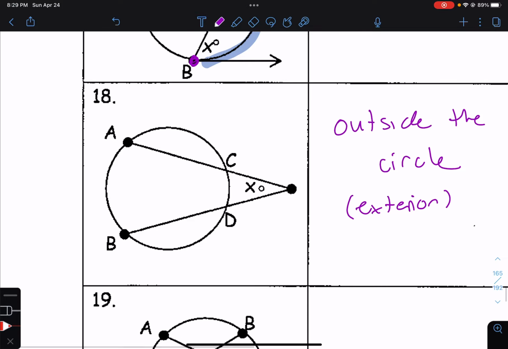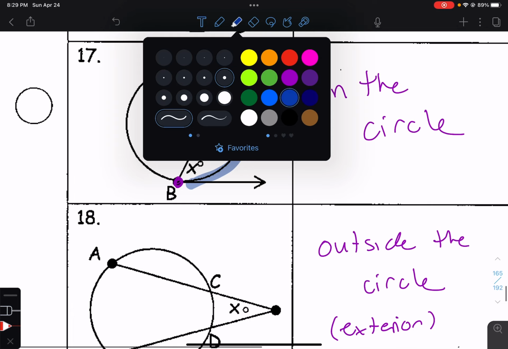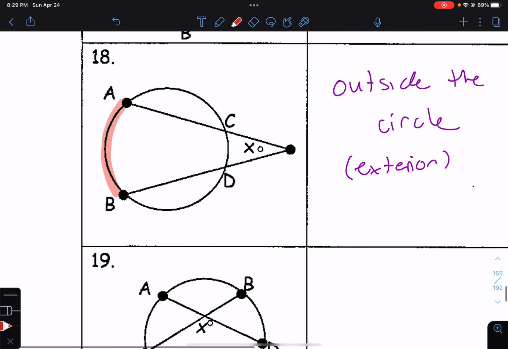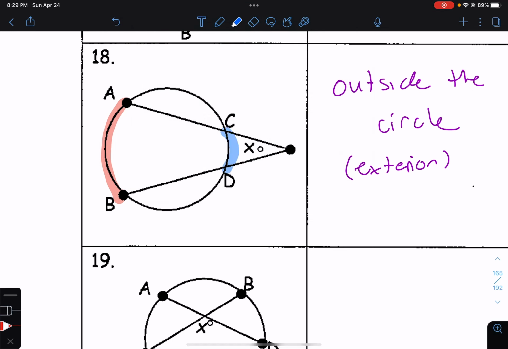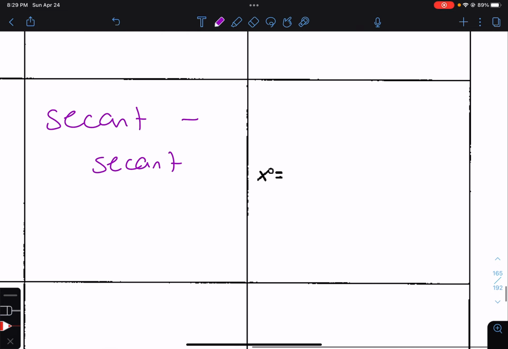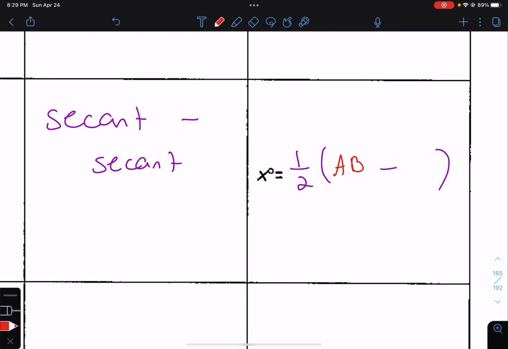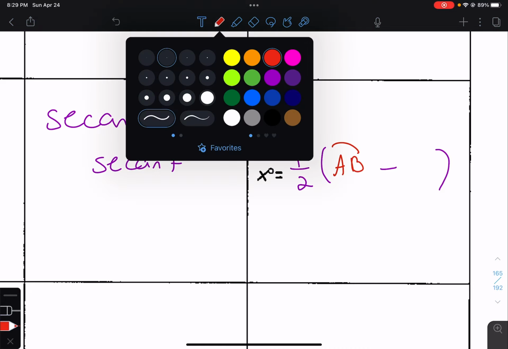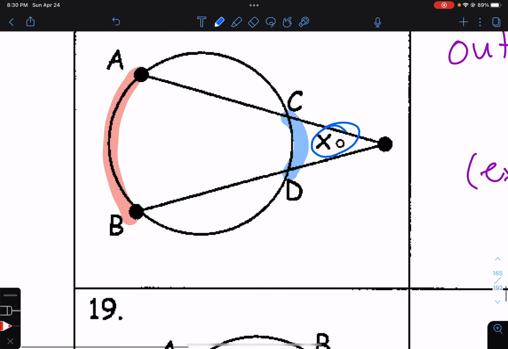And what we're going to do, let me start off with the red first, is take arc AB, subtract it from arc CD, and then multiply it by 1/2. So the formula is 1/2 AB minus CD. So basically, you get this angle by doing this guy minus this guy divided by 2, or multiply it by 1/2.